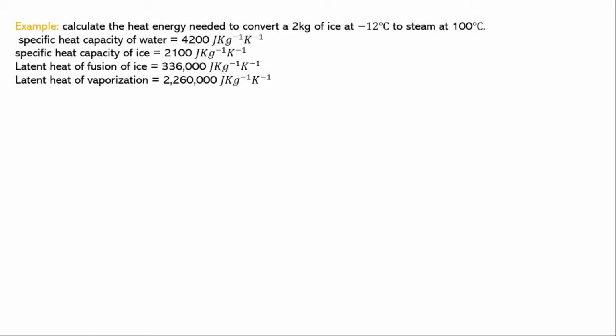The latent heat of fusion of ice to be what? 336,000 joules per kilogram per Kelvin. And then our latent heat of vaporization to be what? 2,260,000 joules per kilogram per Kelvin. So let's look at the solution for this example. So let's write down the solution.